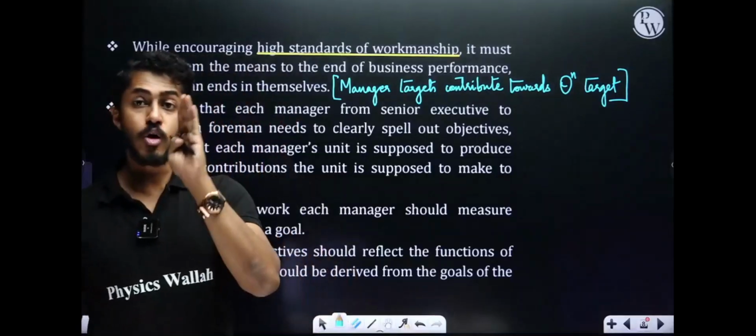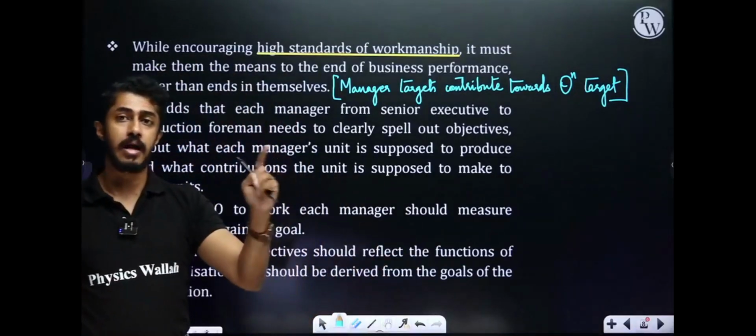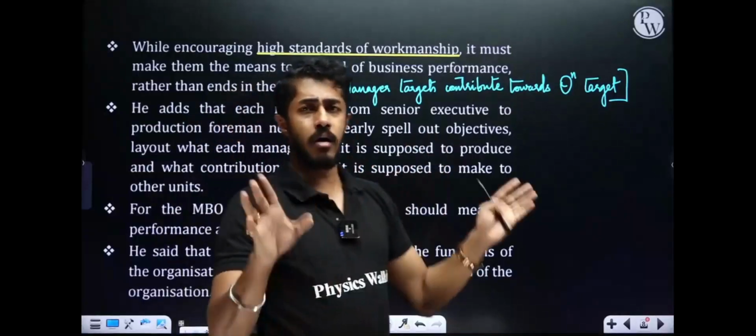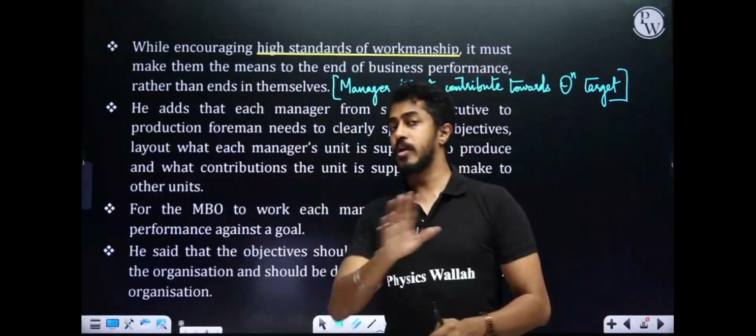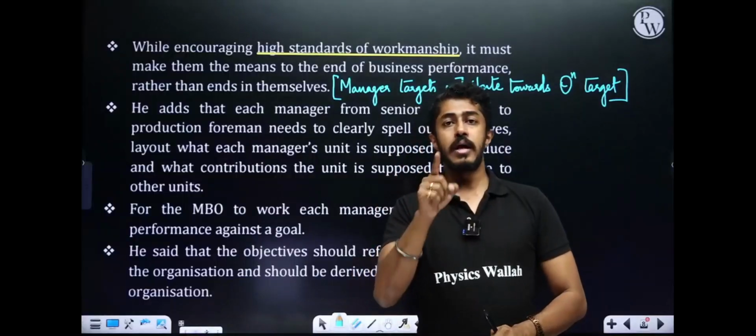So individual goals contribute towards larger goal. That big picture should be there. Not that I did my target, my work is over. No. Getting the idea here.